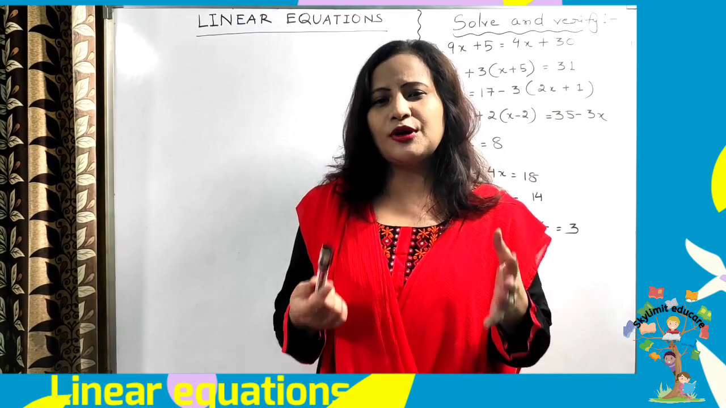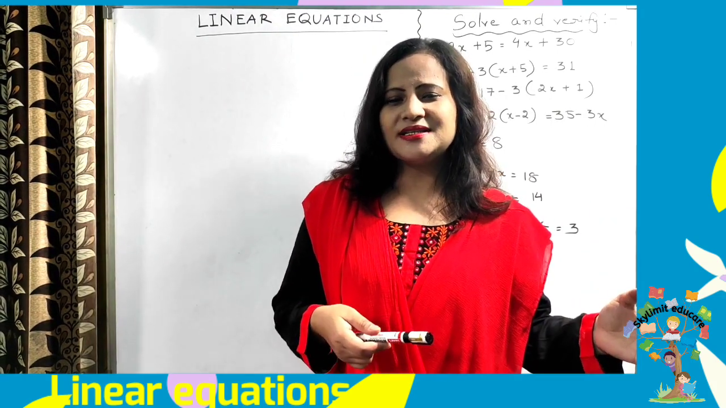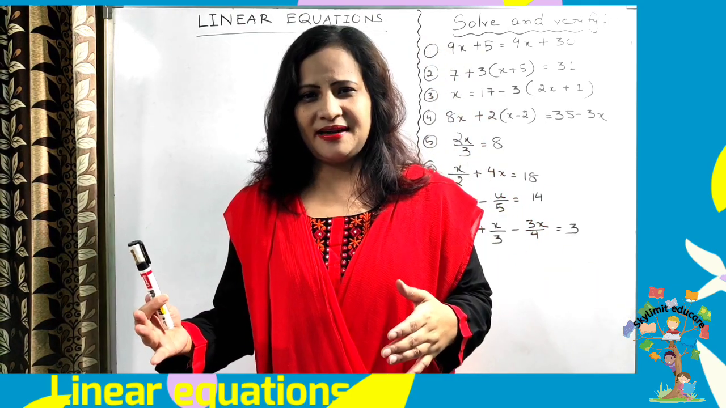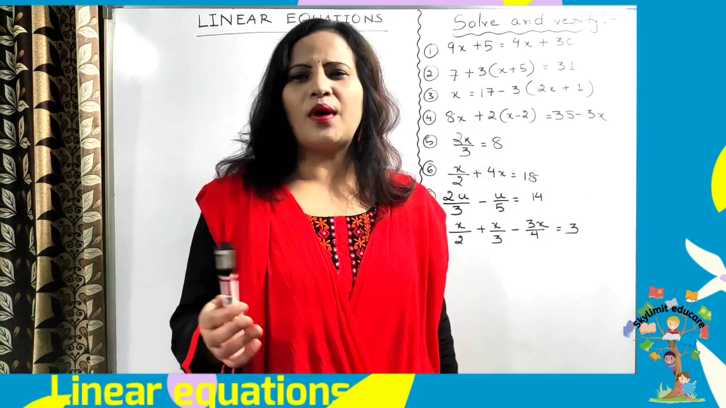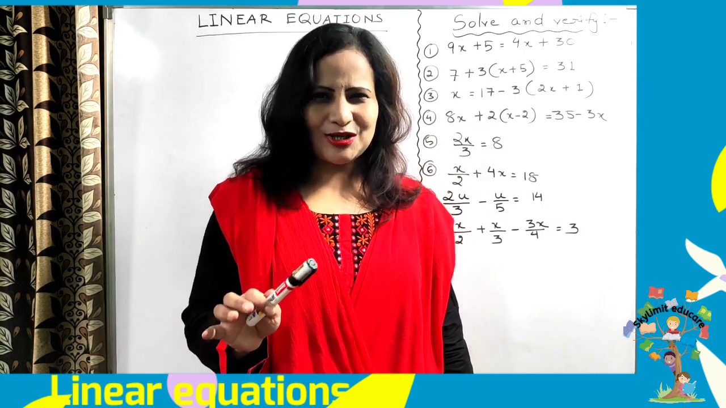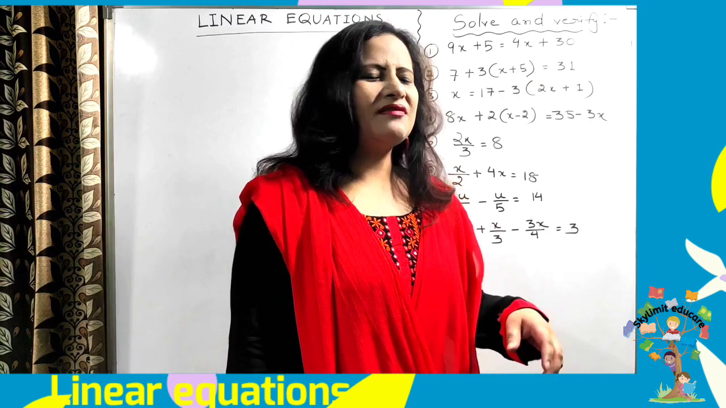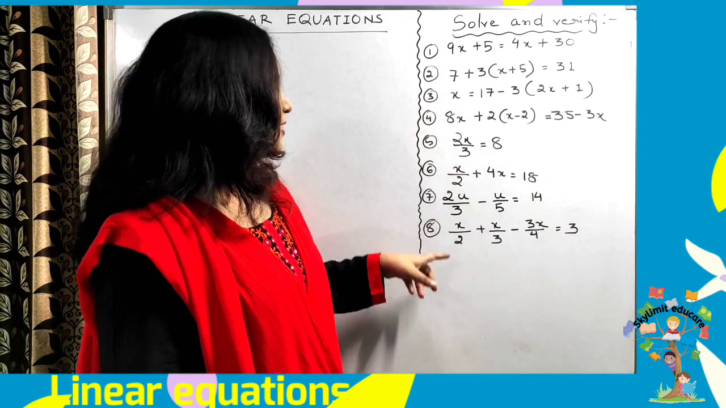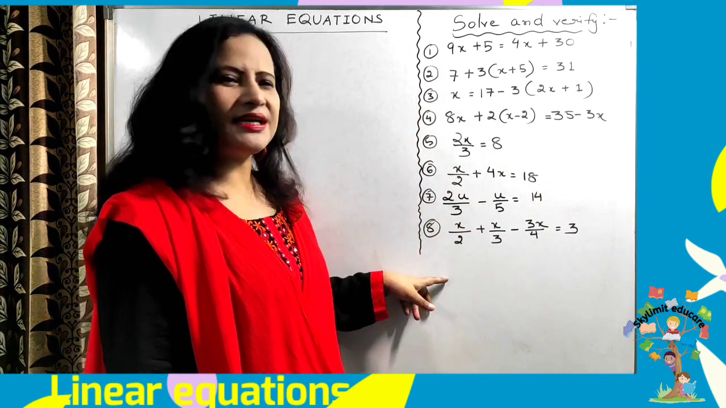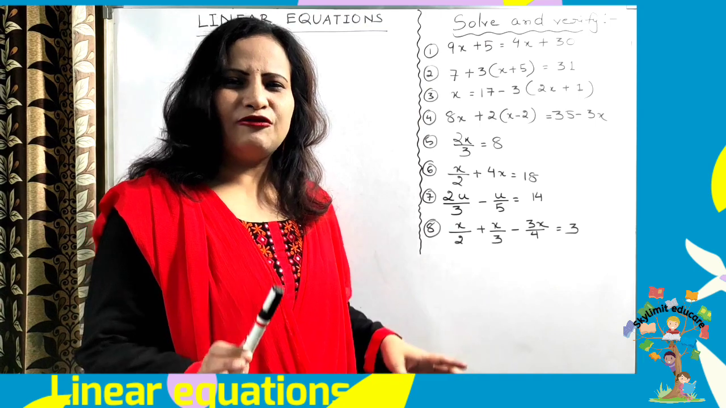If you recall, an equation has a left hand side and a right hand side, and there is an equal to sign in between. That means the quantity on the left hand side is equal to the quantity on the right hand side. Yes or no? An equation is always represented by an equal to sign. I have already selected some questions, so today we will be solving these. Carefully go through the steps.